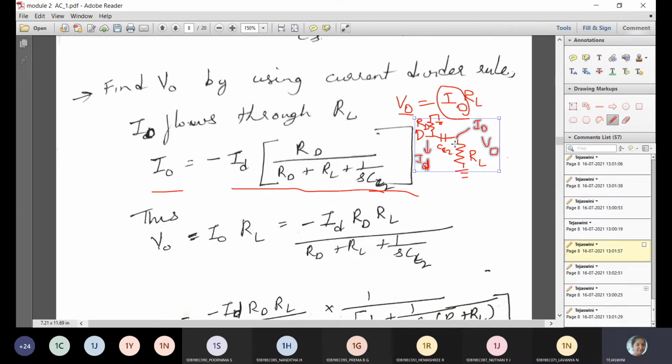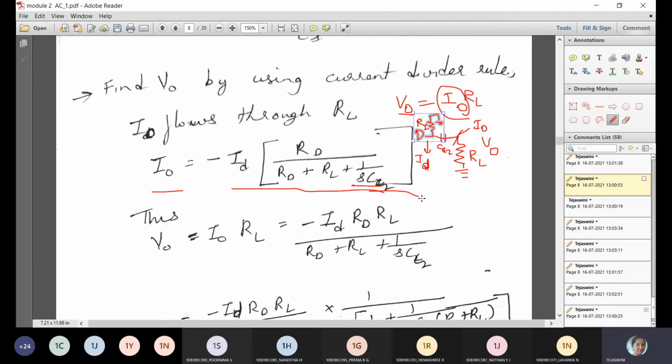So in this node, if you have to find out I0, use the current divider rule. The current divider rule is I0 is equal to minus ID, ID is the supply current, into the resistance that is towards ground, this is the one, ID into RD by the sum of the equivalent resistance, all resistance, that is RD plus RL plus 1 by SCC2.